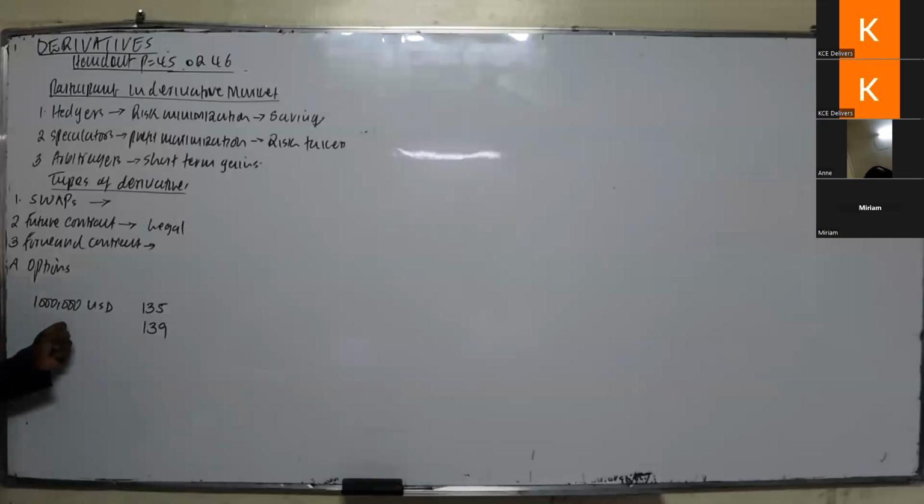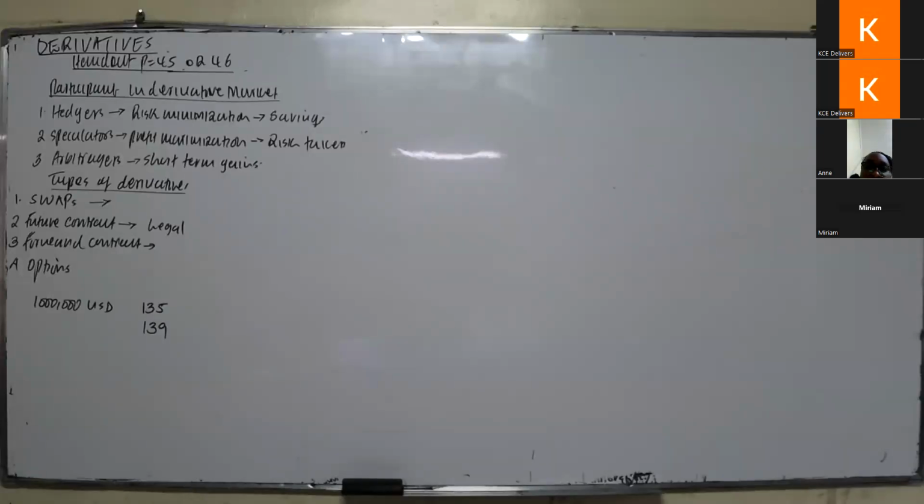You exported coffee worth $1 million US, and they'll pay after 3 months. What if they default on payment? So that's why, because the transaction has already happened, we need a guarantor. But for the forward contract, it's all about the mutual agreement between the two. You have not paid anything. We have just agreed in advance.